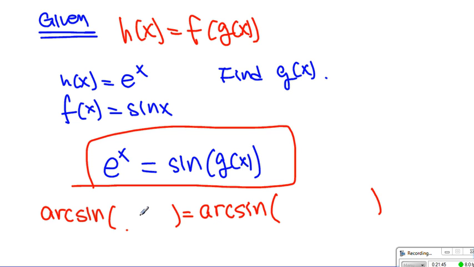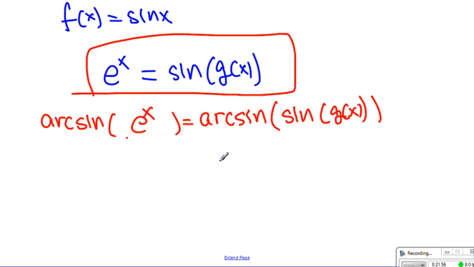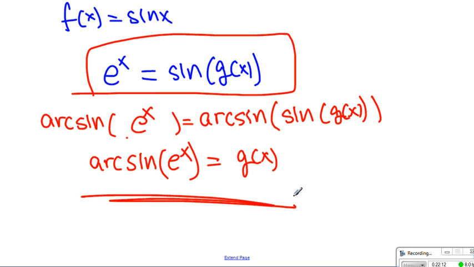So in fact, on the left side we will have e to the x. On the right side we will have sine of g of x. Now, you will realize that here, once again, arcsine and sine will be reduced into g of x. And on the left side, we will have arcsine of e to the x. That's basically what we'll end up getting. All right, very nice.